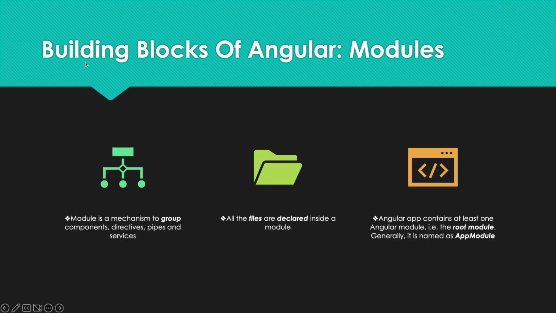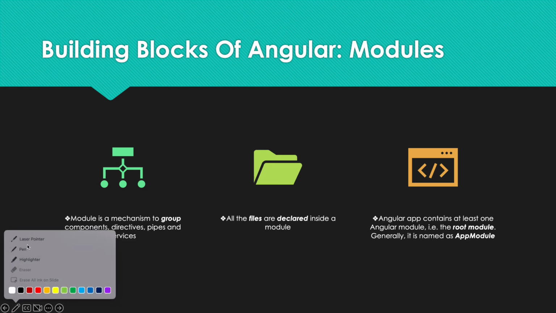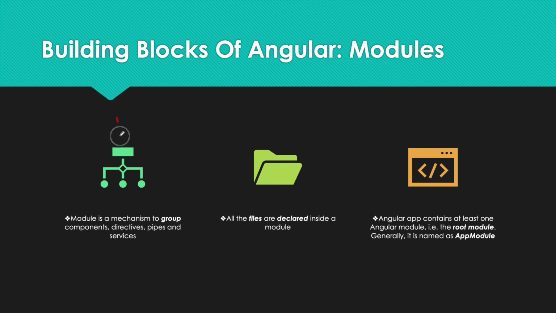Now, what is a module? A module is a mechanism to group components, directives, pipes, and services. Let's say I'm going to create a bank project, and first I'll create a mortgage, a house loan module.